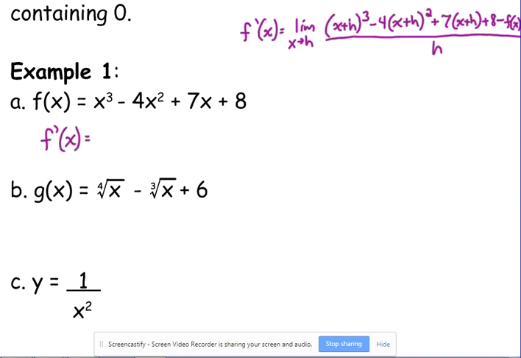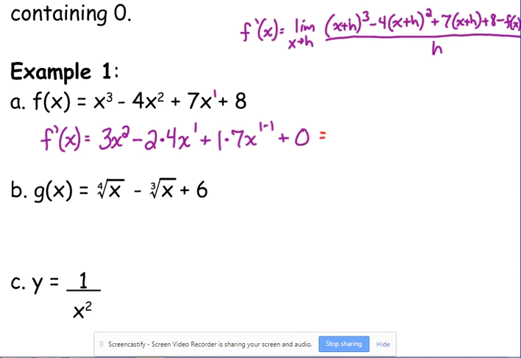The derivative of x cubed is 3x squared. The derivative of -4x squared. Let me show you how it works here. The 2 comes down, times the 4, and then we subtract 1 from the exponent. The derivative of 7x, again, let's look at it in terms of the rule here. The exponent here is 1, so it's 1 times 7, x to the 1 minus 1. And we just said that the derivative of a constant is 0.